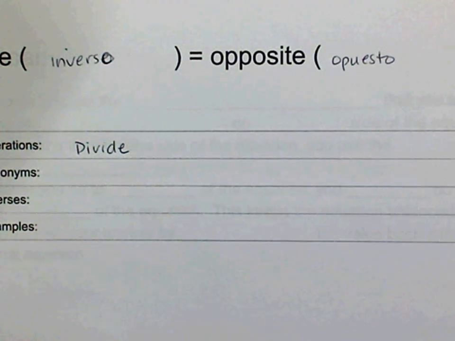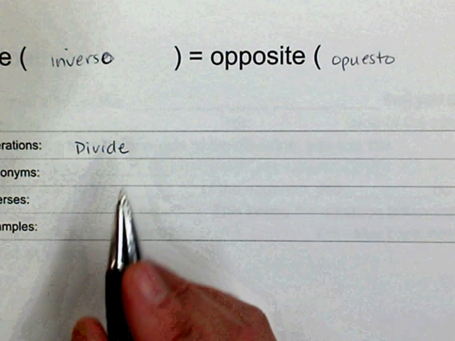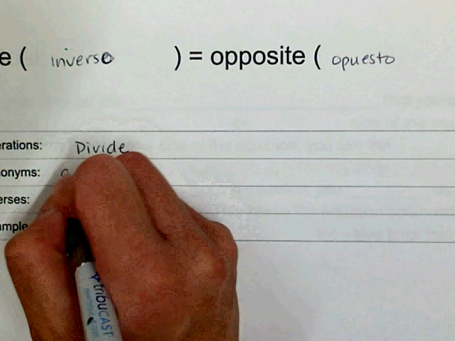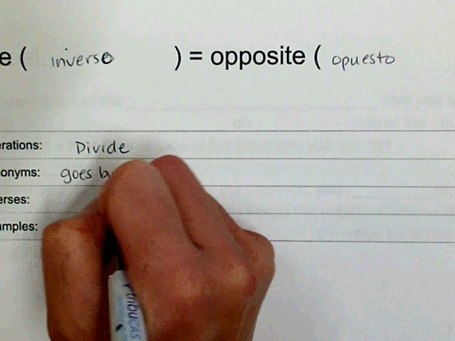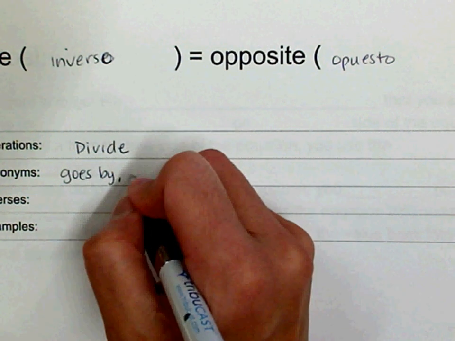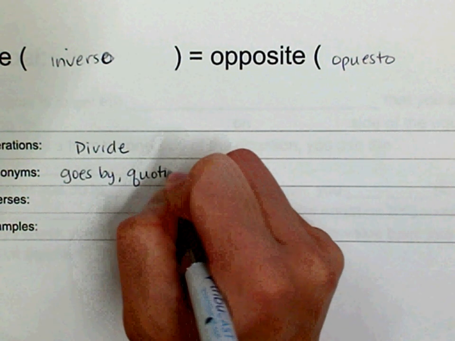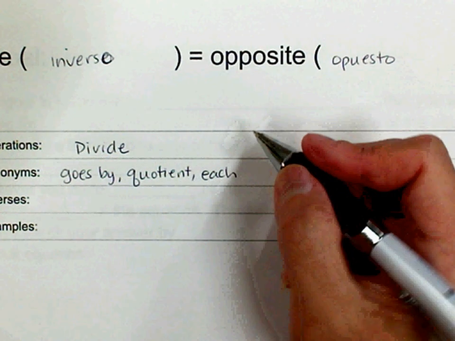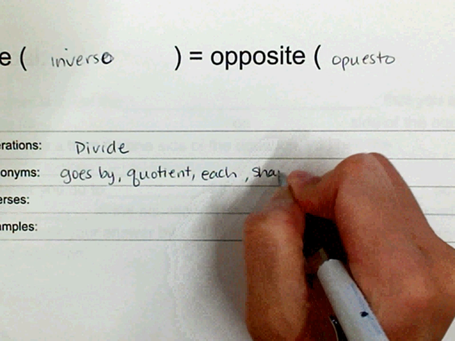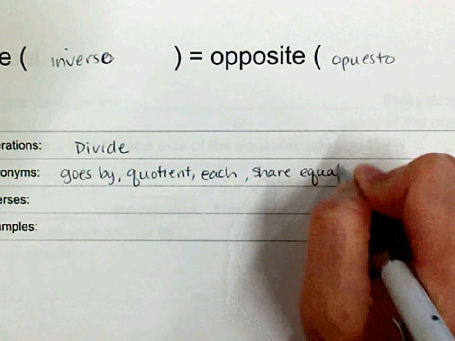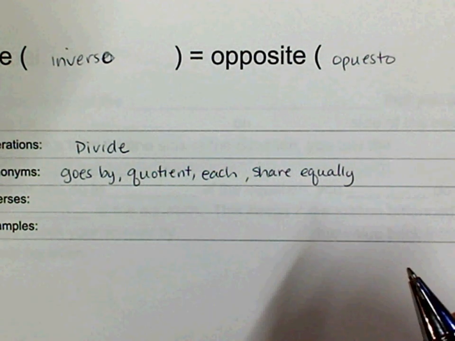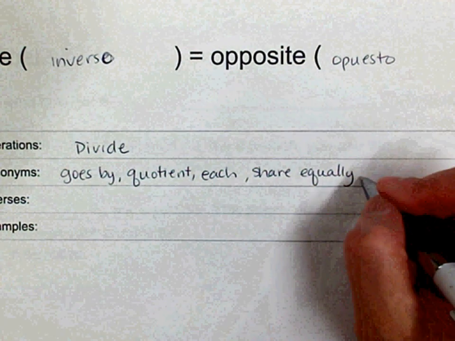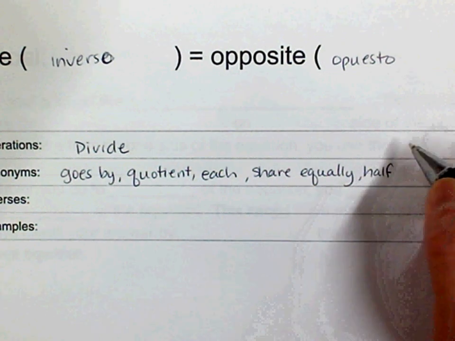The synonyms for divide go by quotient, each, share equally, half. That means you divide by 2.